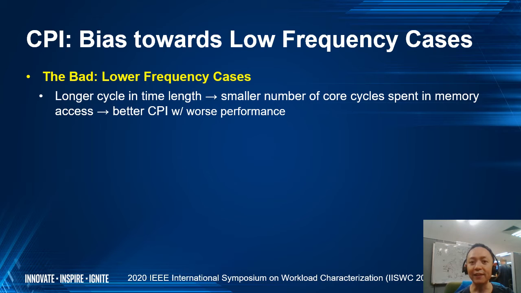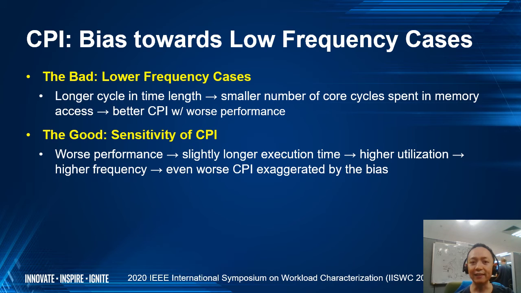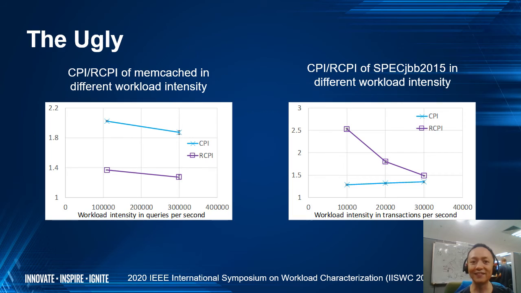In the bad, when frequency is lower, a cycle becomes longer in time length. Then a smaller number of core cycles are spent in memory access, resulting in better CPI with worse performance. In the good, when the microarchitectural performance is worse, the execution time is slightly longer, utilization is higher, and the frequency is also higher. Exaggerated by the boost, CPI is even worse.